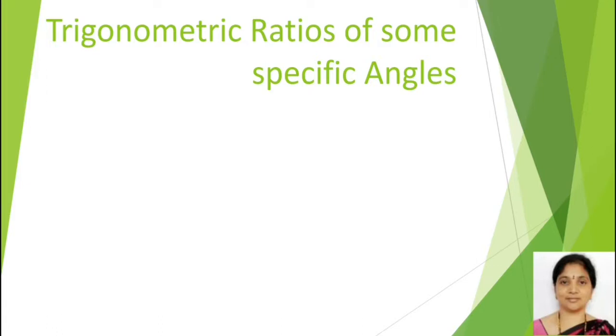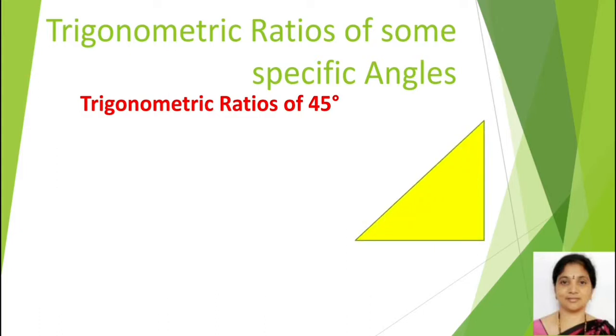See the first one, trigonometric ratio of 45 degrees. Here I am considering a right angle triangle. Let ABC be the right angle triangle, with the right angle at B, and let the angle at A be 45 degrees. Now what about the angle at C? We know that the sum of the three angles in a triangle is equal to 180 degrees. So clearly we can say that at C we get a 45 degrees angle. So angle A and angle C are both equal here.